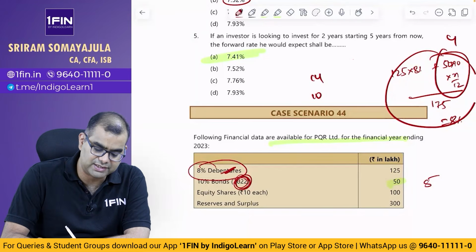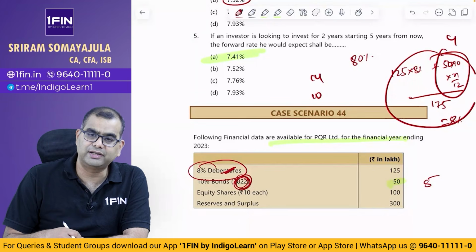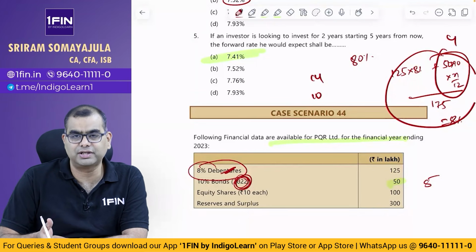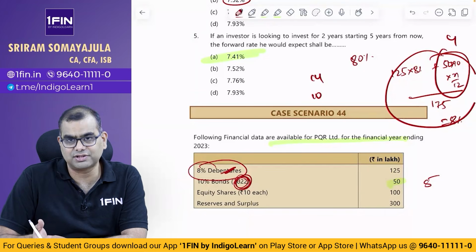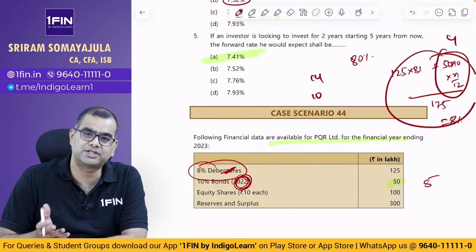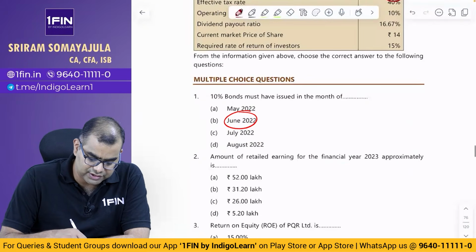So basically it means that it is 80% of the time is what it is there. 80% of the time in a year the bond was outstanding. Why? Because 80% of the interest is what is accrued. So 80% of the time it is outstanding means 80% of 12 months is 9.6 months. If it is 9.6 months, it would have been issued in June. Okay, then amount of retained earnings for the financial year.